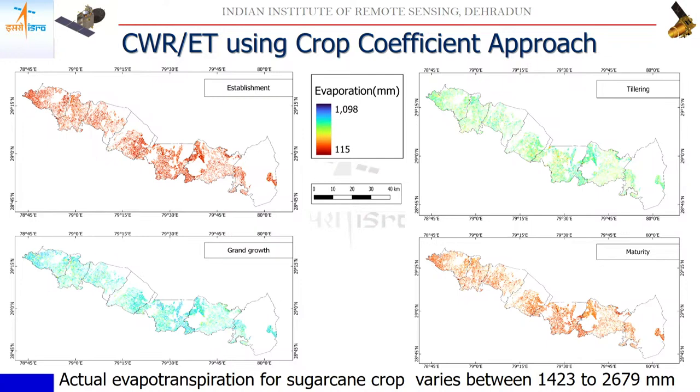This is the overall variability of the crop water requirement and evapotranspiration when we use the crop coefficient approach. For the totality of the particular season, phenological stage wise, we compute and show the evapotranspiration rate or values, which vary from 115 to 1098 for the entire period. And while we compute the actual evapotranspiration for the sugarcane crop, it ultimately varies from 1423 to 2693 for the particular period.